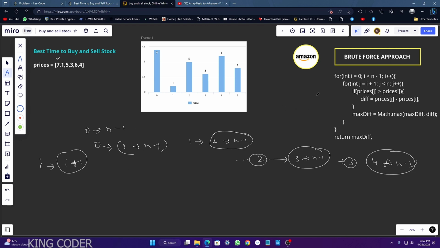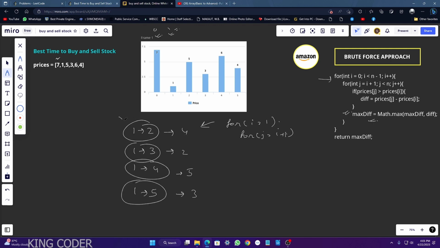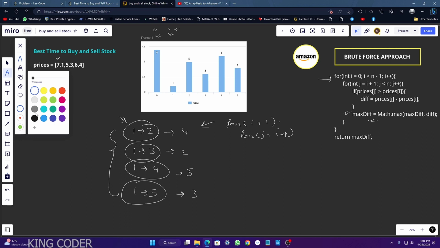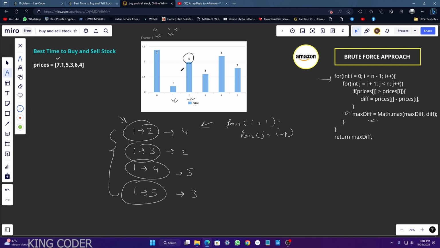So we can run two for loops. As you can see, there is one for loop to iterate from 0 to n minus 1, and another for loop that will run from j equal to i plus 1 to j less than n. We will check if prices of j is greater than prices of i. So for i equals 1, I have 4 prices here: 2, 3, 4 and 5. So let's see. For i equals 1 and j equals 2, we will check if prices of j is greater than prices of i. It will say yes.